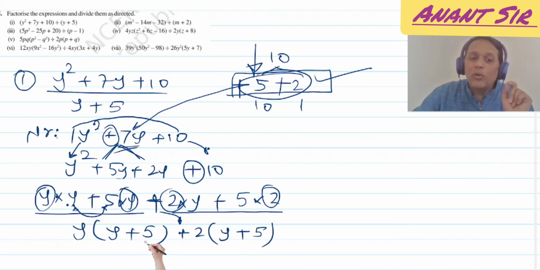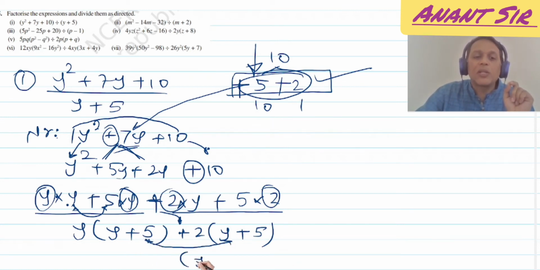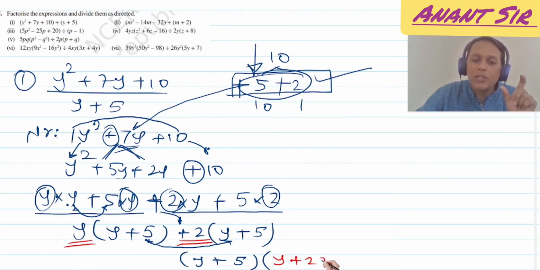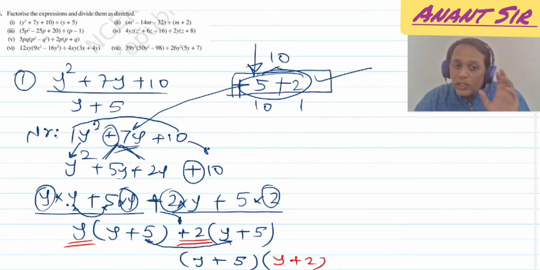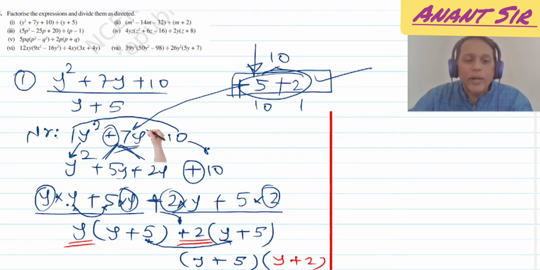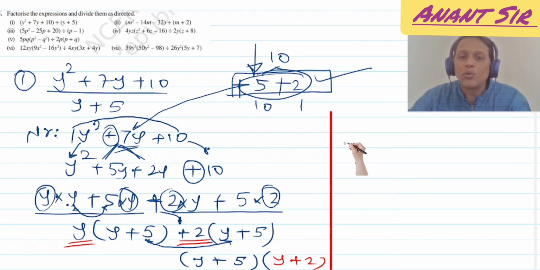I have told you, if you get these two brackets the same, then consider that your answer is right. Write that bracket once and write the terms which were outside in the next bracket. So it will be y plus 2 in the second bracket. So this is the answer for our numerator. We have factorized the numerator. So now what are we going to do? We are going to put the values.